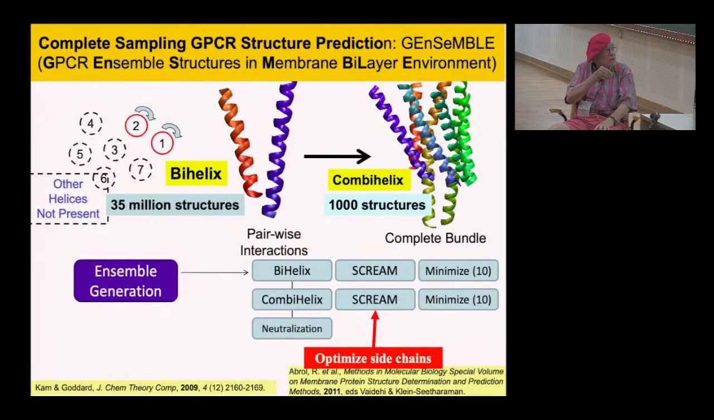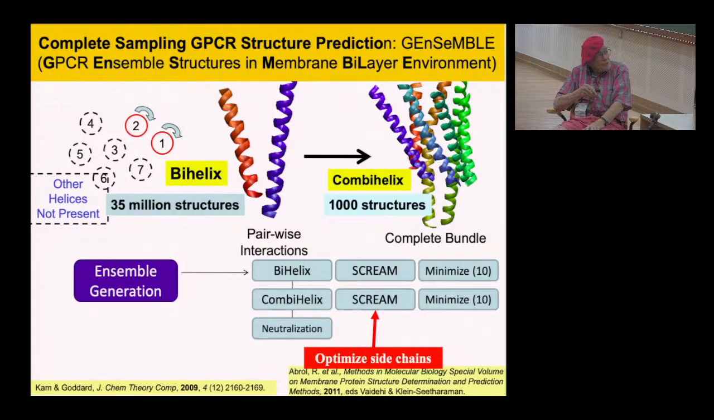Now the problem is, when you do that by helix step, each of those pairs of interactions, we optimize the side chains for that pair, but the same helices may be involved in another pair and they'll want different side chains. So this is what's called a mean field. The 35 million is a mean field analysis.